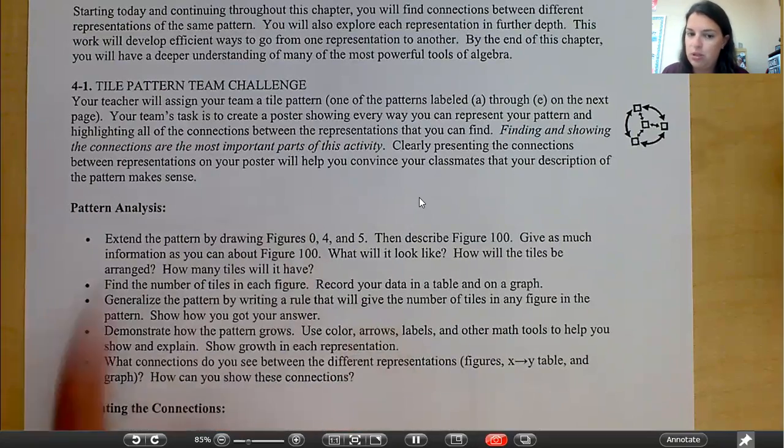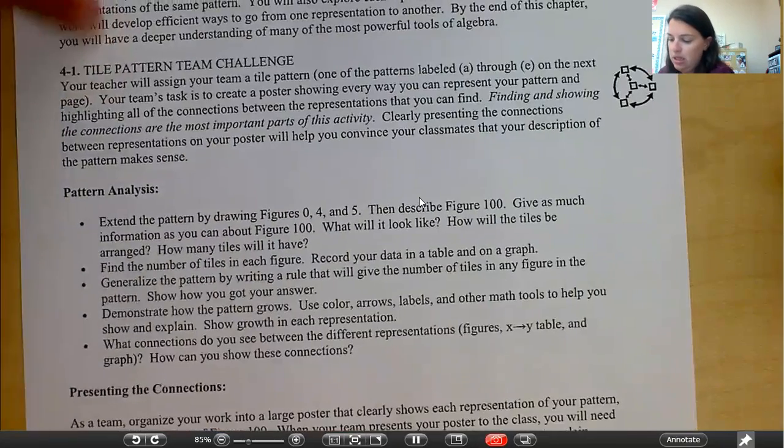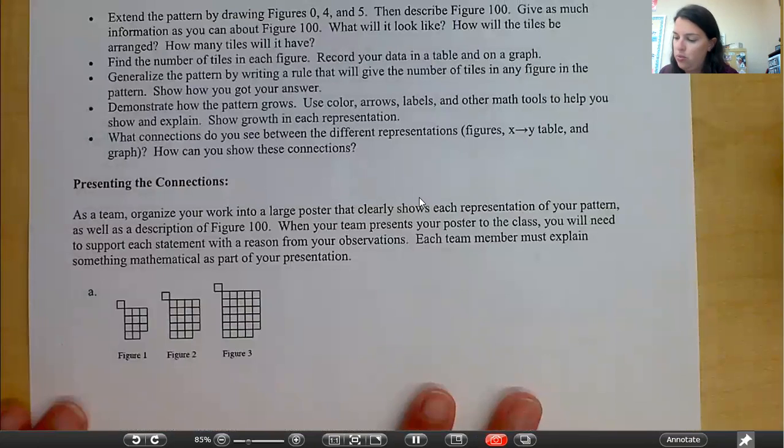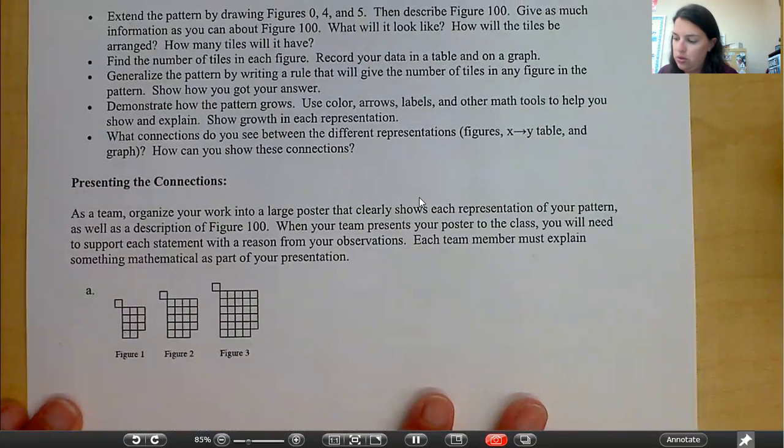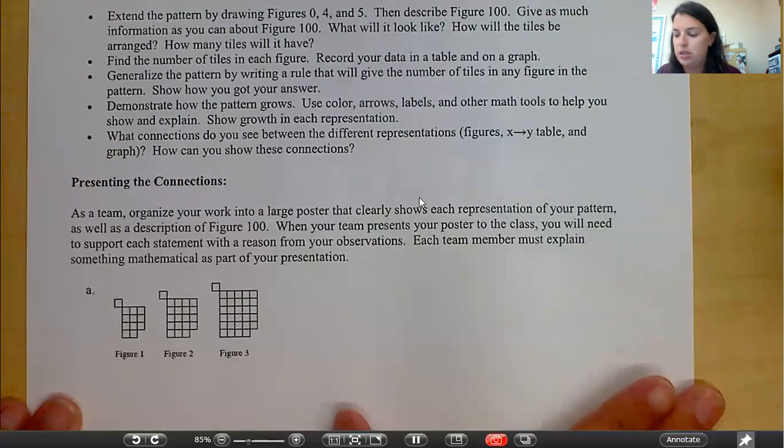So that is what you were responsible for doing. Presenting the connections. As a team, organize your work into a large poster that clearly shows the representation of your pattern, as well as the description of figure 100. When your team presents your poster to the class, you will need to support each statement with a reason from your observations. Each team member must explain something mathematical as part of your presentation.